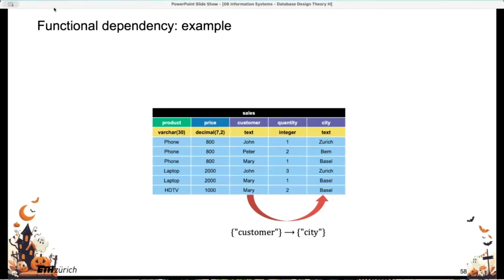Who is with me? Who would now have enough intuition that if I show you tables, you could just tell me the functional dependencies visually? Right, okay, very good. So it's all about the intuition first.